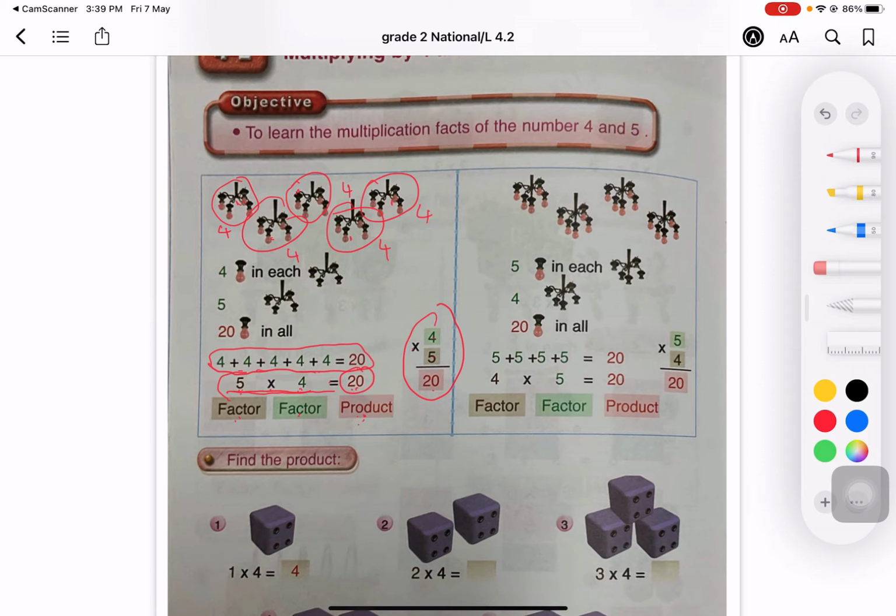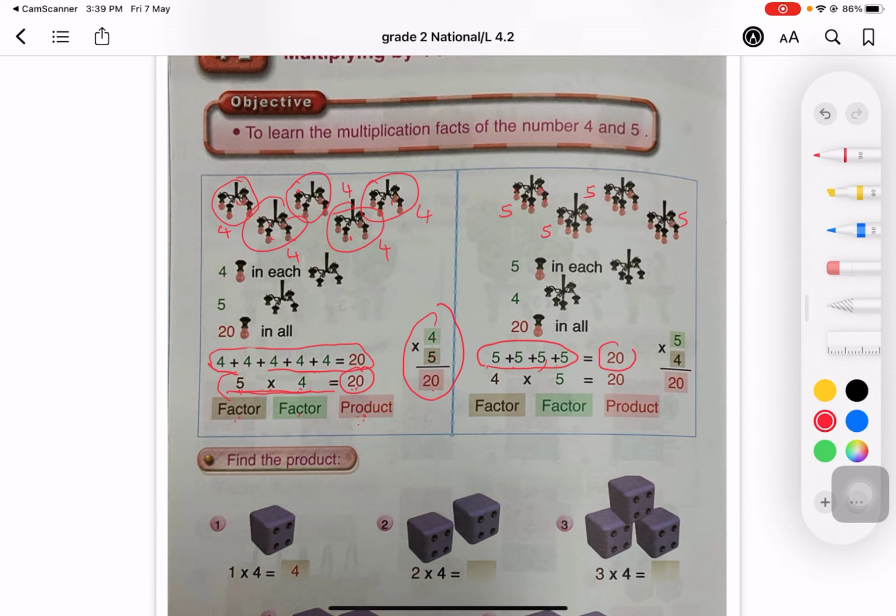We are repeating the 4 5 times. Here look, I draw 1 2 3 4. Only 4 I draw. Okay, now in each one you have 5. So you are repeating the 1 2 3 4 5. It's not like this 4. In each one there is 5 blob. So you are repeating the 5 how many times? You are repeating the 5 4 times.